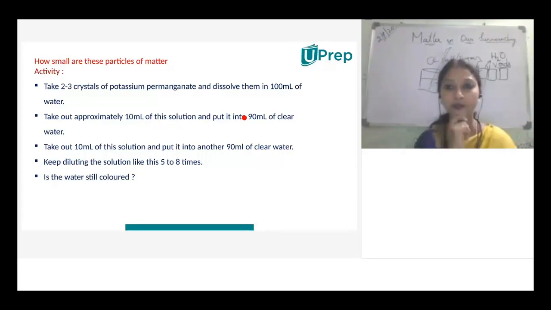First one. Three characteristics. Before that, how small are these particles of matter?